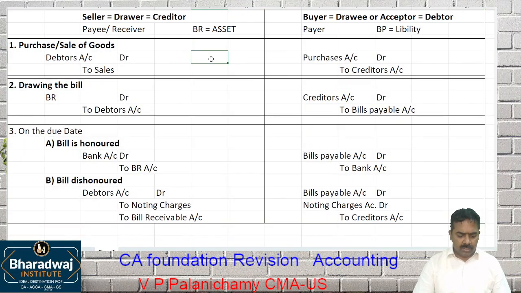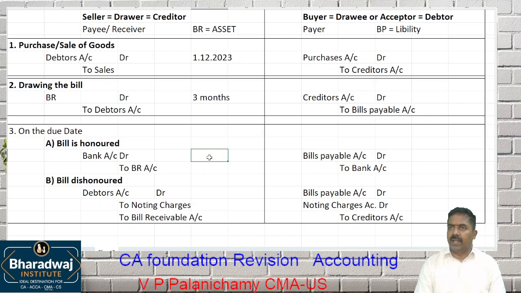Listen, pay attention. Let's assume you sold the goods today, let us assume 1st December 2023. And you drew the bill for 3 months. You drew the bill for how many months? 3 months. When will you get the payment? 3 days of grace will be added. So first plus 3, 4th, 12th, 3 months now: January, February, March. 2024. 4th March 2024, you will get the payment.